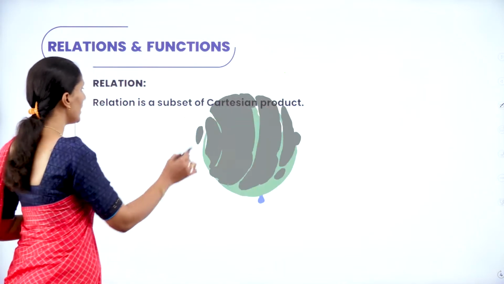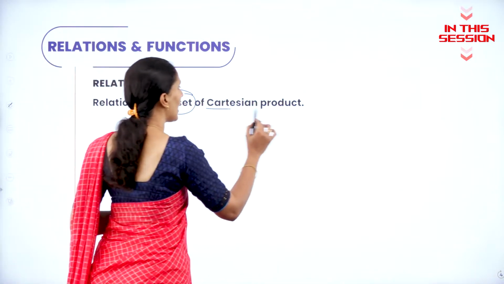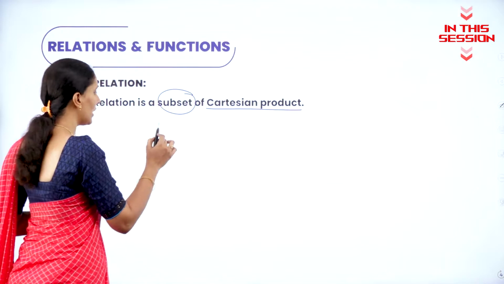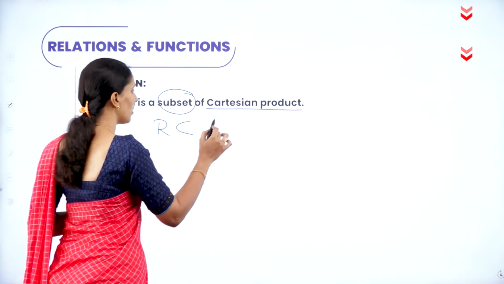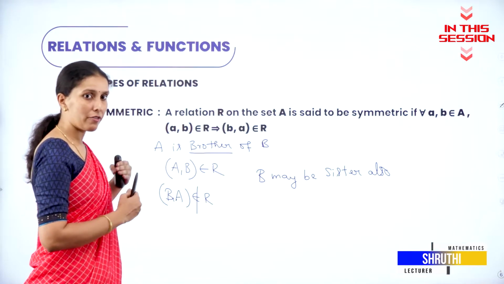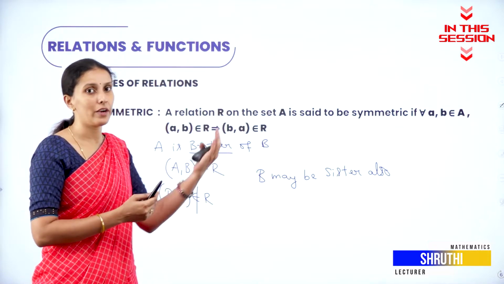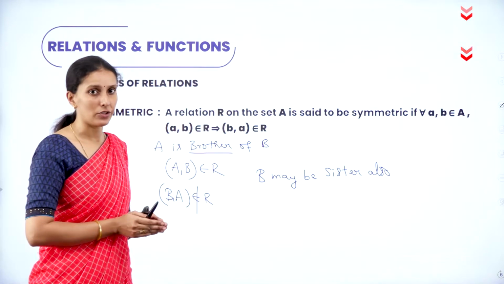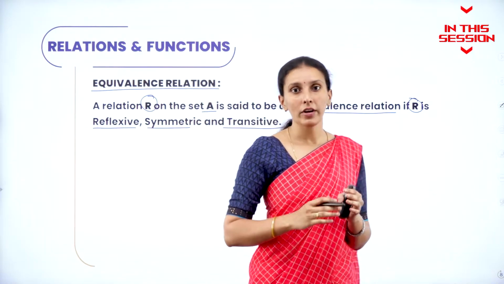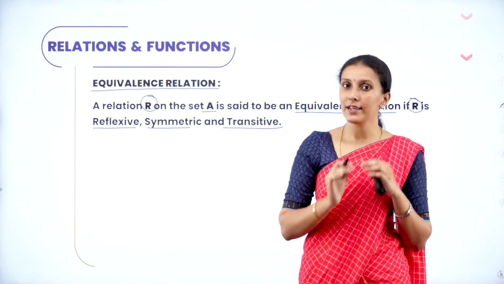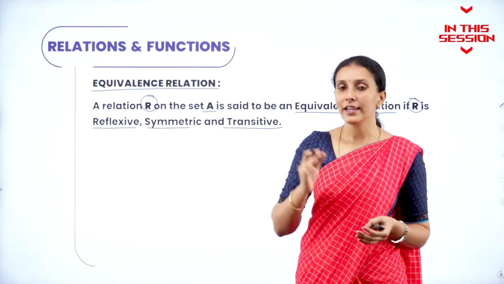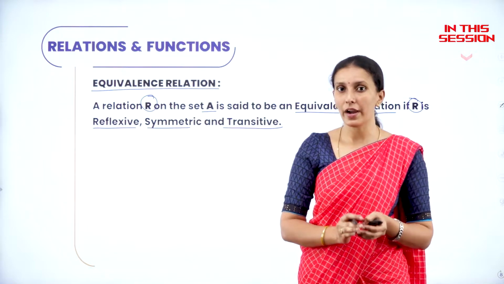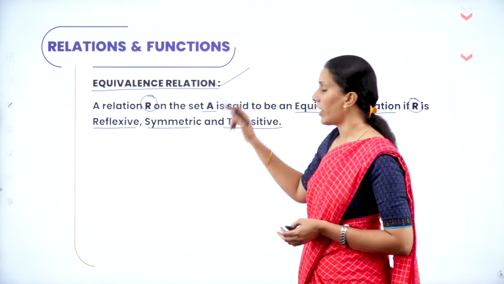A relation is nothing but a subset of a Cartesian product. Symbolically, we write R is a subset of A cross B. So whenever a condition is satisfied from one side, it has to be satisfied from the other end also. Then only we say that it is a symmetric relation. All the relations cannot have all the three properties satisfied. If all the three types of relations are satisfied, we call it an equivalence relation.